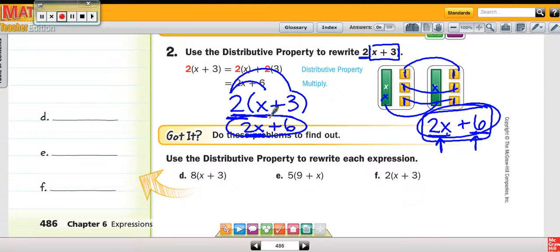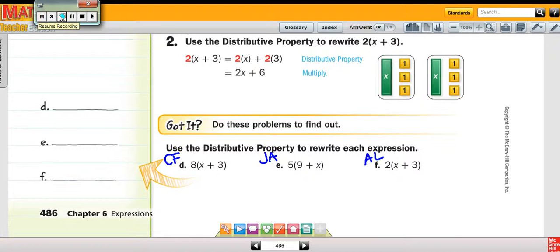Okay? With your group, I want you to go ahead and do letters D, E, and F. Go ahead and pause the video at this time and complete. Okay, well, let's go ahead and check these. Chase is going to lead us off with letter D. Check your work with Chase.